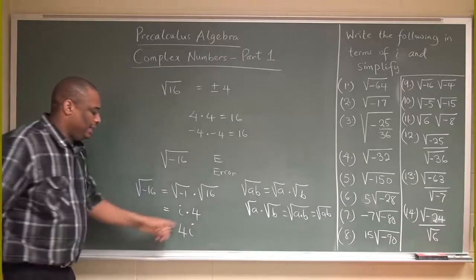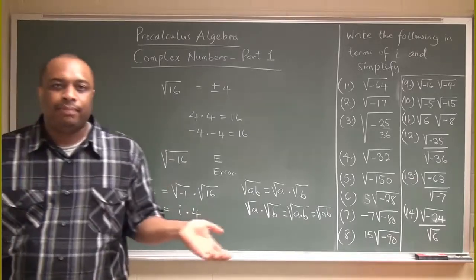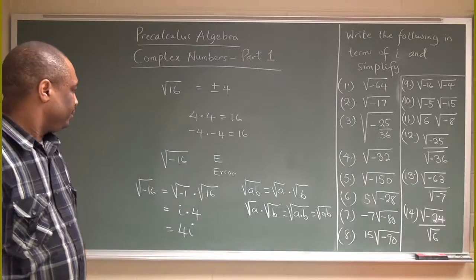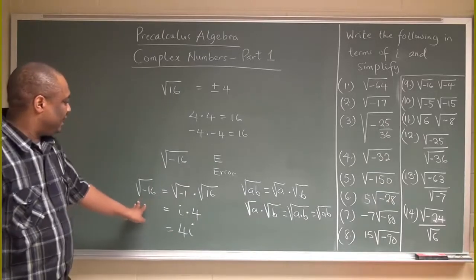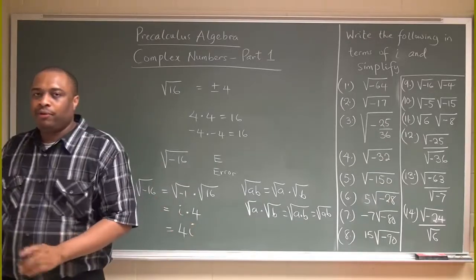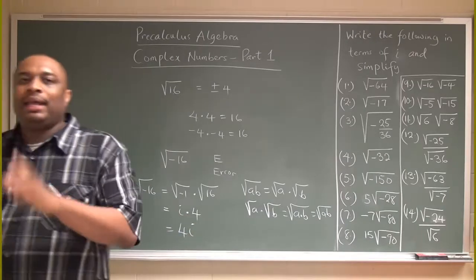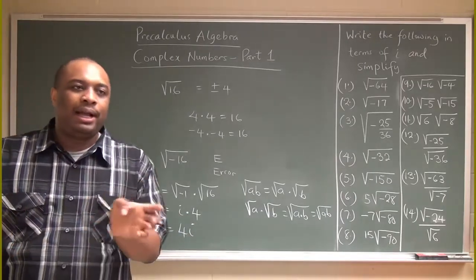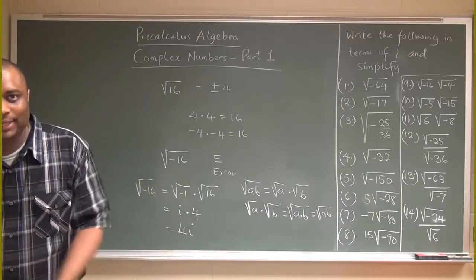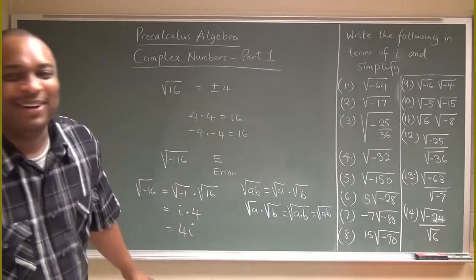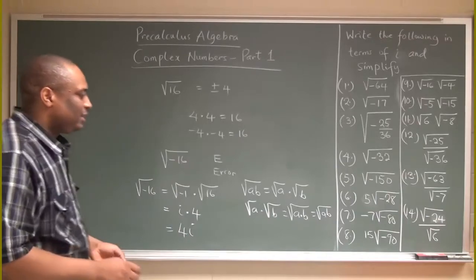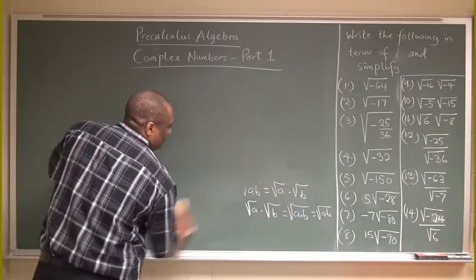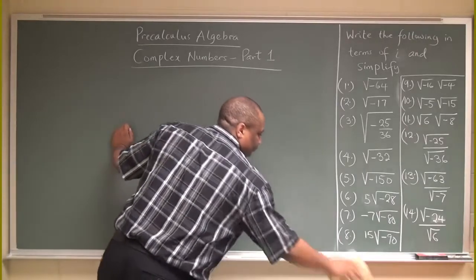Some textbooks will write it as j. In some mathematical textbooks, you see it as j. It's the same thing. So we now see that square root of negative 16 is equal to 4i. And that now brings us to what we call complex numbers, because the next question you will ask me is, what is i? So this brings us to the study of complex numbers.